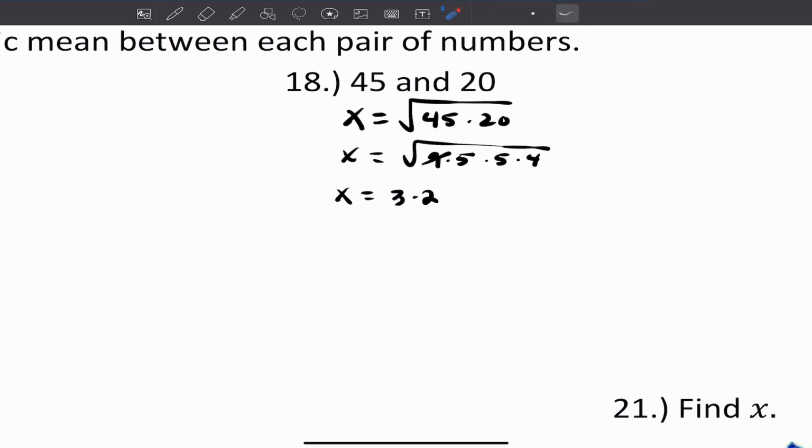And then look at that, I have a pair of 5. So that means that's the square root of 25, so 5 will go outside of the radical. So x equals 3 times 2 is 6 times 5, that's 30. So x is equal to 30. So 30 is the geometric mean between 45 and 20.